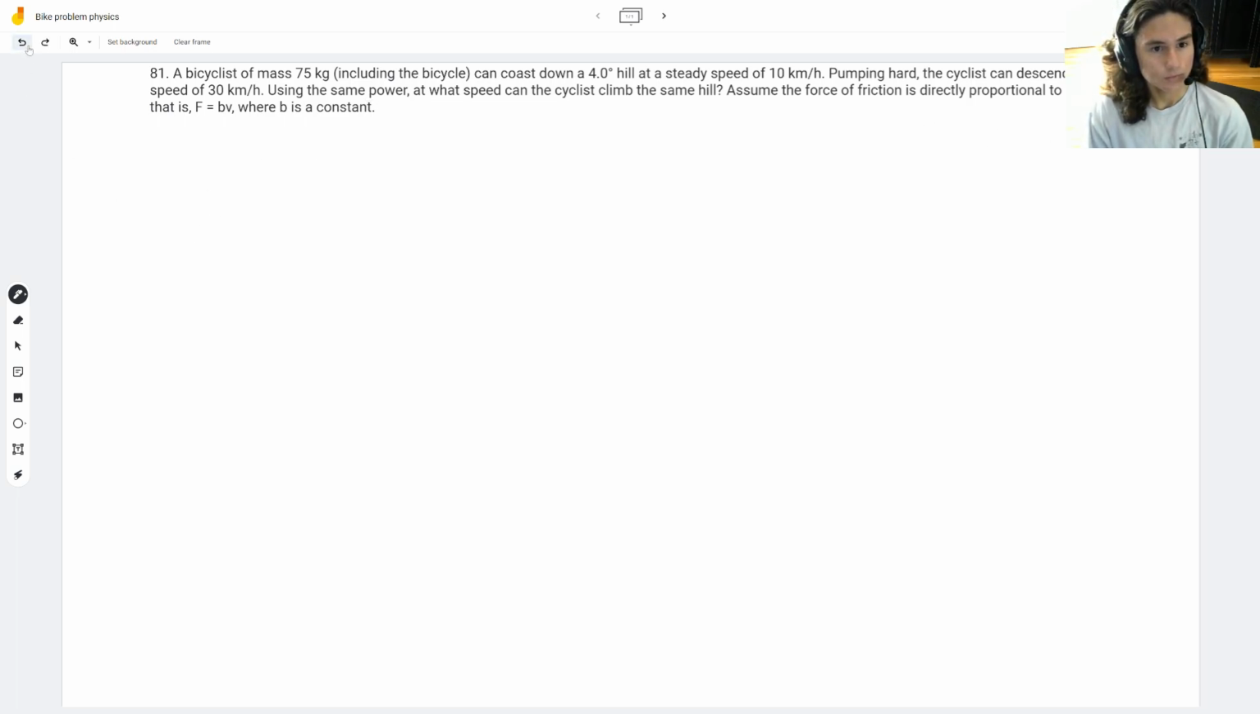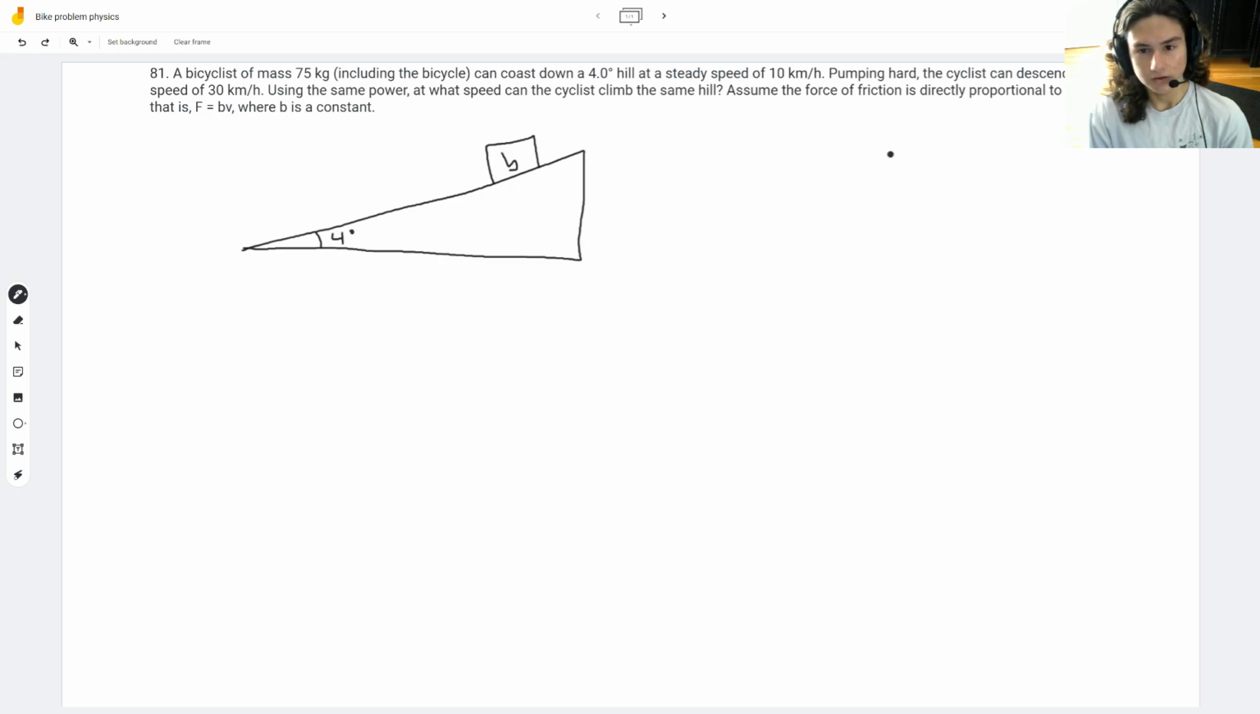So, okay. I'm going to draw a little diagram. What's going on here? So this is a 4-degree hill, and I'm going to just draw a box for our bike. If we draw a free body diagram of our bike, we have a weight, our normal force, there's mg cosine theta, and mg sine theta will be pointed down.